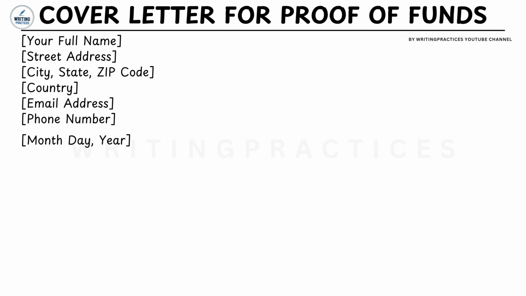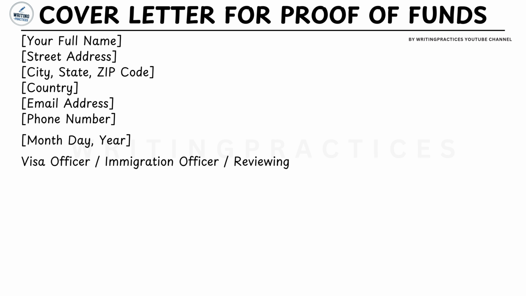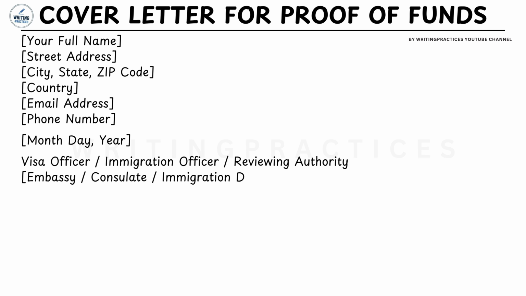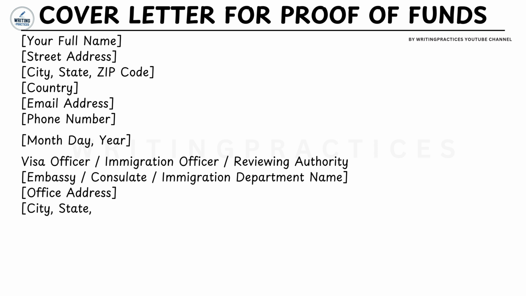Date. After your contact information, write the date. For example, June 3, 2026. The date establishes when the explanation was prepared and submitted as part of your application package. Recipient information. Next, write the details of the embassy, consulate, immigration office, or reviewing authority. For example, Visa Officer, Immigration and Visa Services Division, Canadian Consulate General, 550 West Hastings Street, Vancouver, BC V6B 1L6, Canada. This directs the letter to the authority responsible for reviewing your application and financial documentation.